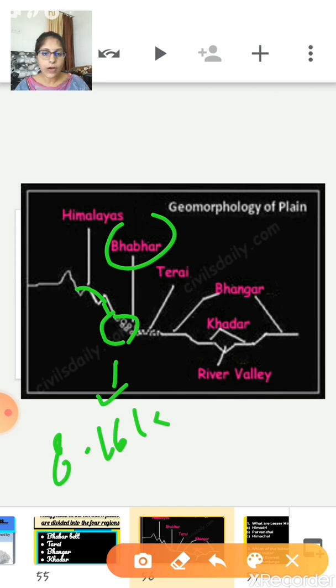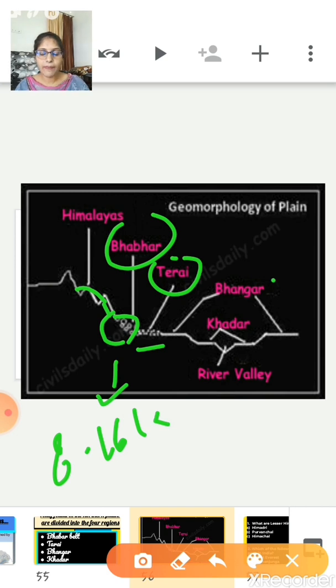Then, to the south of the Bhabar belt, all these streams and rivers reappear and create a wet, marshy and swampy region, and this region is called the Tarai region. This region is full of forest and wildlife. After the partition, it was cleared and converted into agricultural land and settlements for the migrants from Pakistan. So second is the Tarai region.